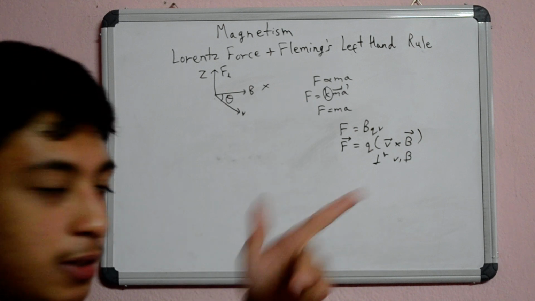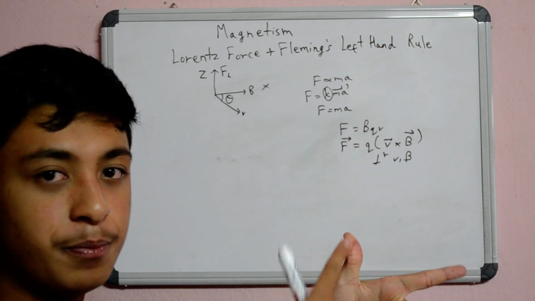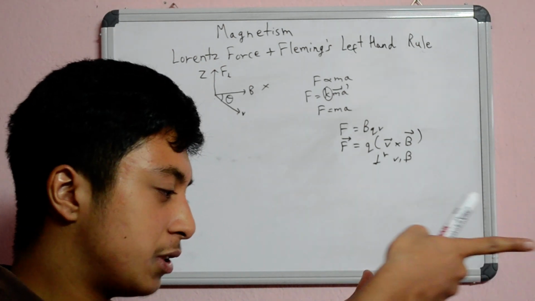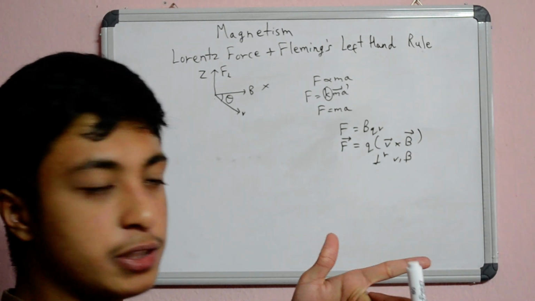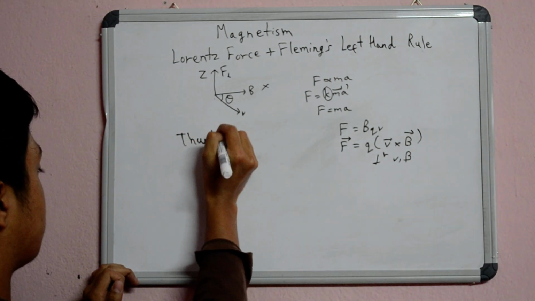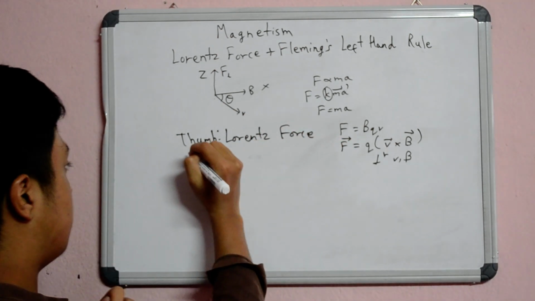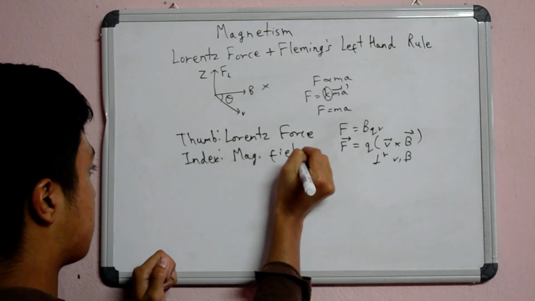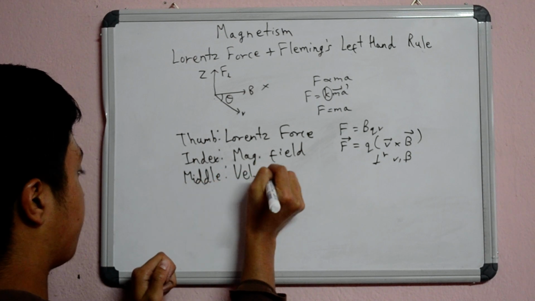And here this is Fleming's left-hand rule. There are 3 fingers, and this thumb points to the direction of Lorentz force. This index finger points to the direction of the magnetic field, so it's going like this, and this gives the velocity of the charged particle going like this. So thumb gives the Lorentz force, and the index finger gives the magnetic field, and the middle finger gives the velocity of the charged particle.